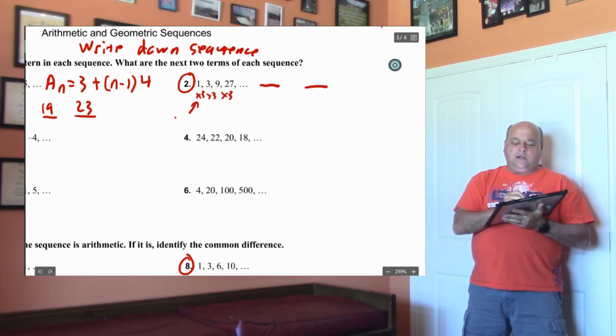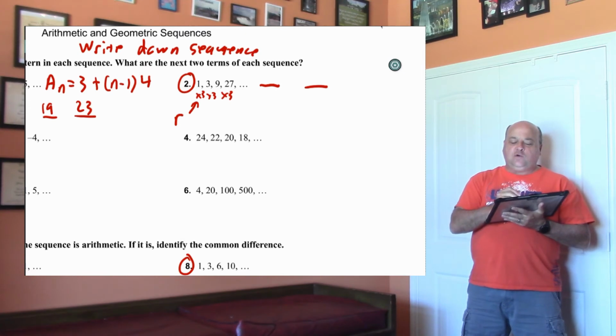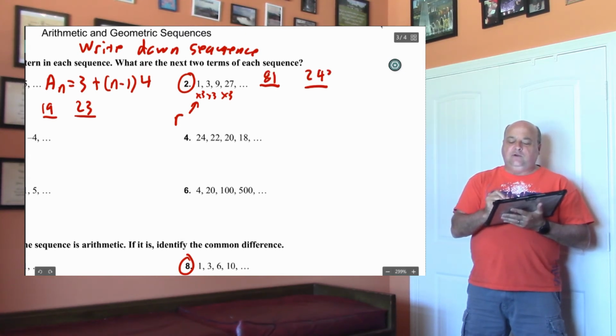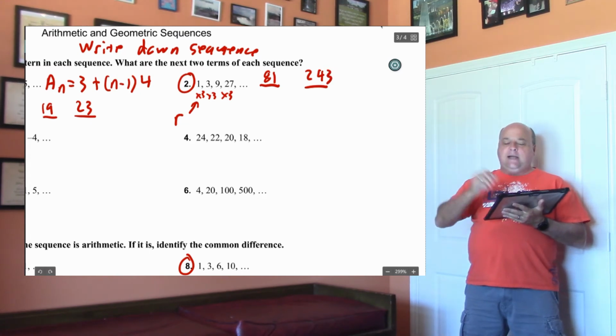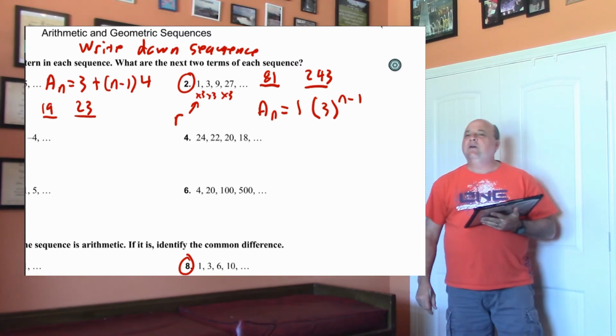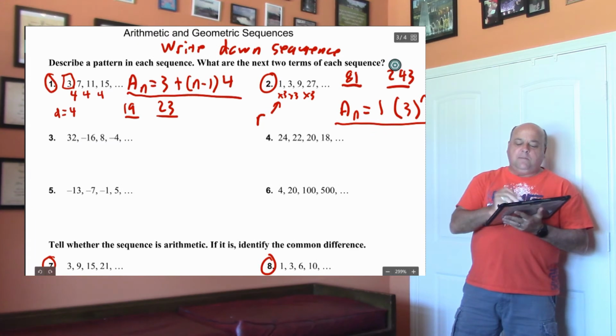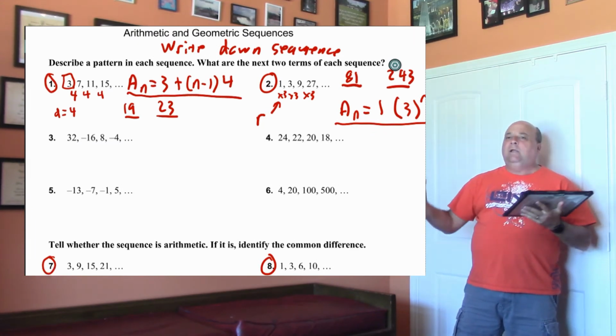That's going to be called the common ratio, or R, right? Now if I keep doing that, 27 times 3 is 81, and 81 times 3 is 243. Now we're going to write down the formula. So a_n equals, my first term is 1, parentheses, my common ratio is 3, and put an n minus 1. Piece of cake. So this is a geometric formula, and this is an arithmetic formula, right? That's all you've got to do.